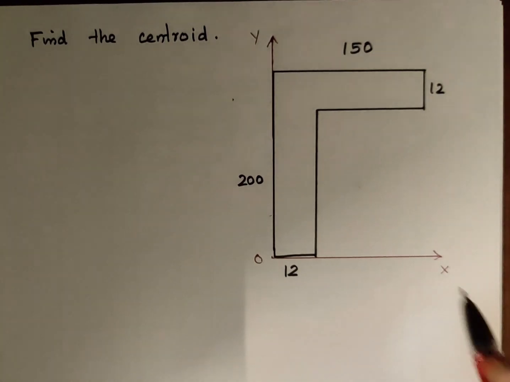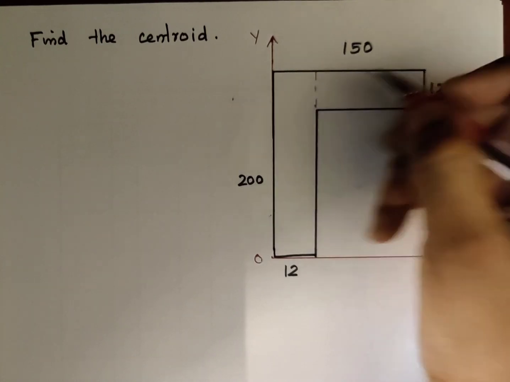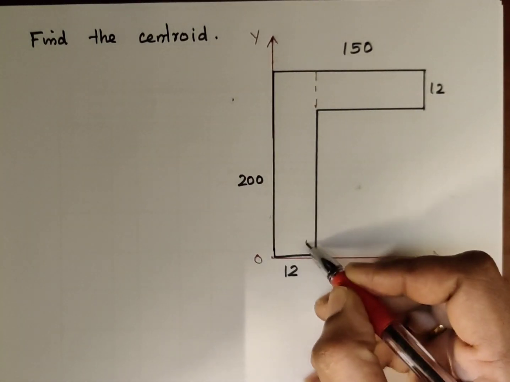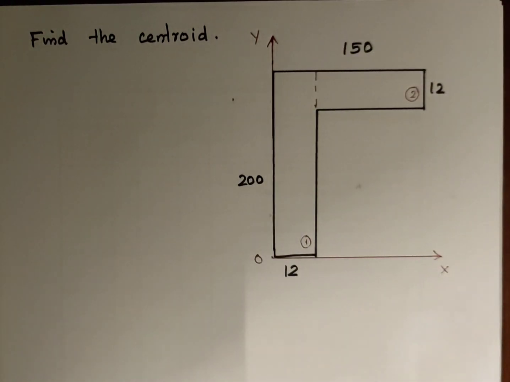Now the next step is to divide this figure into two rectangles. This is how I am dividing. This is the first rectangle and this is the second rectangle. We have already discussed in class how to calculate the centroid. In order to calculate the centroid, we are using the principle of moments. According to the principle of moments, the moment of the total area about an axis is equal to the moment of the individual areas about the same axis.